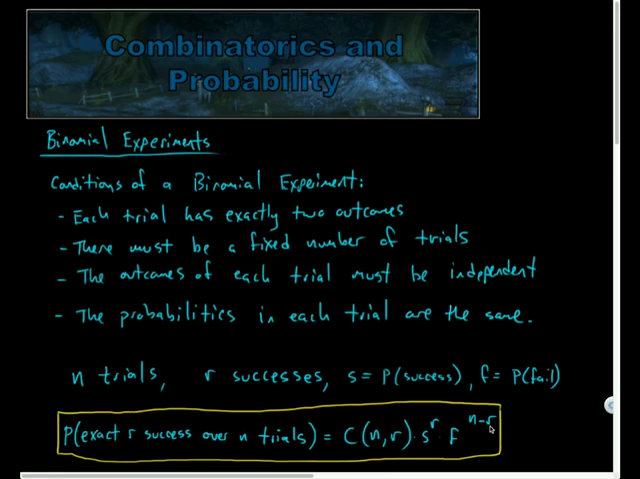Some of the variables that we'll be using: n will be the number of trials. If I was talking about flipping a coin 10 times, that would be the n. R will be the number of successful ways we're asking about. S will be the probability of success for a single trial, and F will be the probability of failure for a single trial.